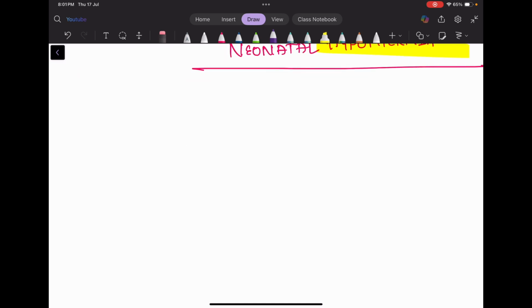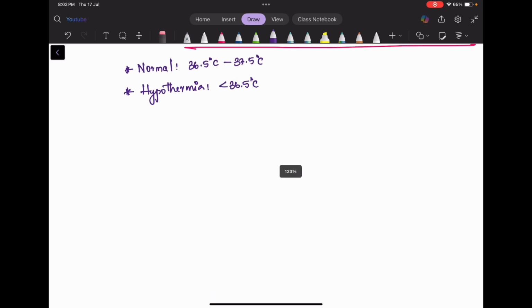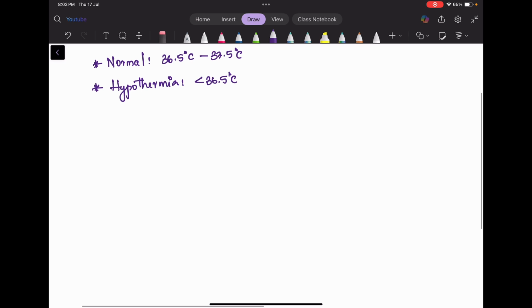Okay, we'll start. So first, to say something is less or more, we need to know what is the normal temperature. So normal, it lies between 36.5 degrees Celsius to 37.5 degrees Celsius. Yeah, right. Then obviously if we call it hypothermia, it should be less than the lower limit. So it should be less than 36.5 degrees Celsius. Okay. Did you write?